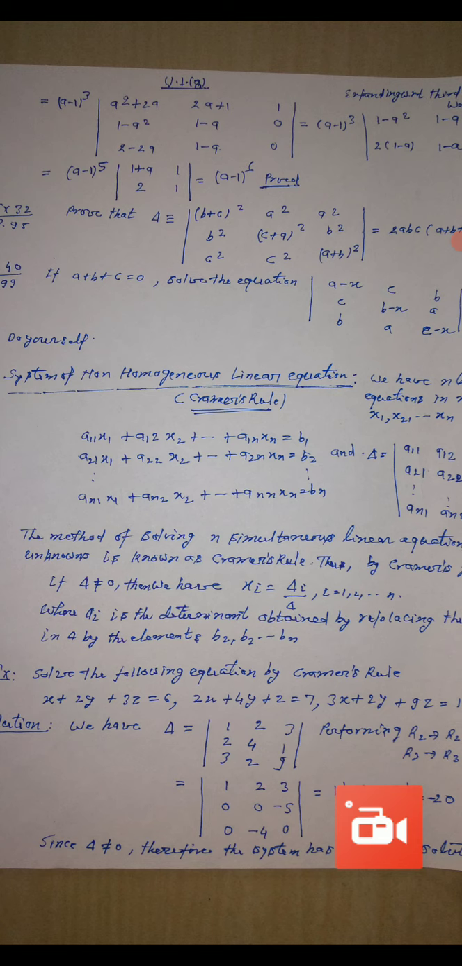The next example is example 40, page number 99. If a plus b plus c is equal to 0, then solve the equation: determinant with first row a minus x, c, b; second row c, b minus x, a; third row b, a, c minus x; equal to 0.